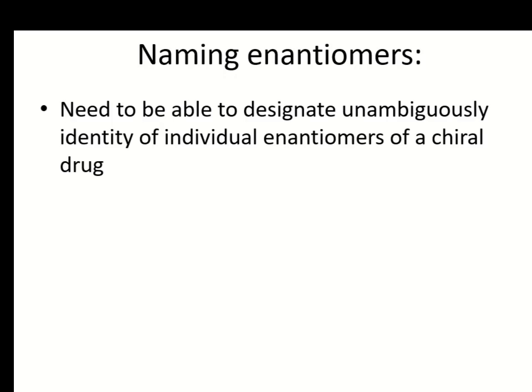Okay, simple situation when we have one chiral center in a molecule. We need to be able to designate unambiguously the identity of the individual enantiomers of a drug. Now you may wonder, well, why do we really need to do that? Because if a chemist is synthesizing a compound or producing it in Germany, he or she needs to be sure that they're making the proper stereoisomer, the proper enantiomer that is in the drug product. So you need a way to specify which of the two enantiomers you're talking about.